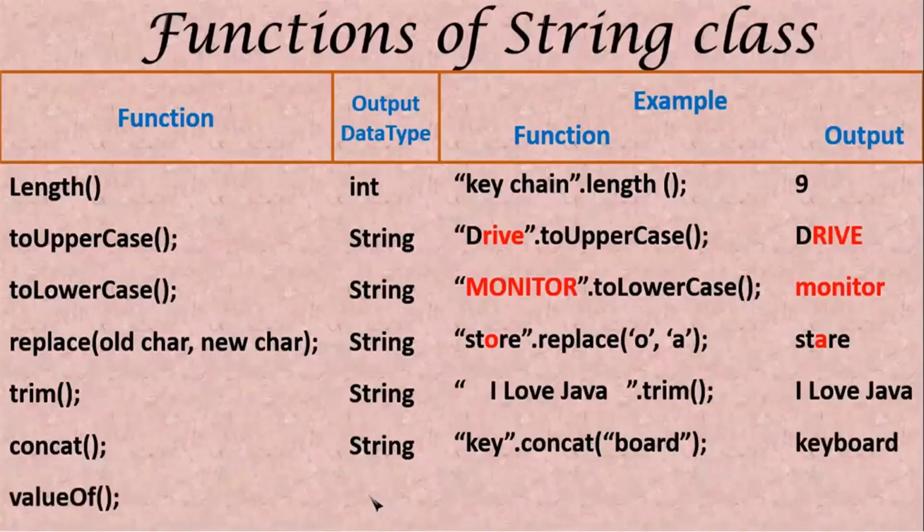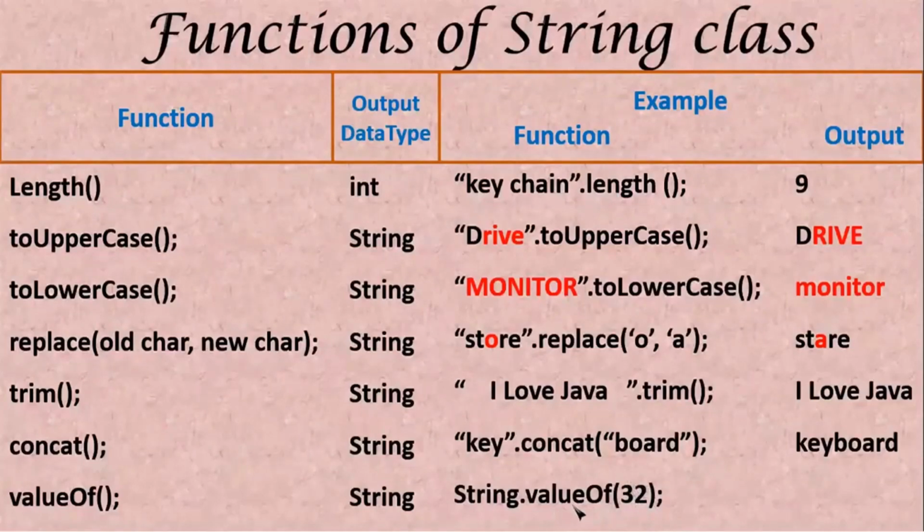Then value of. So this is also going to be string type. The function here, for example, String dot valueOf 32. So 32 is an integer number here. Please note that O is capital, value all in small, and then O is capital, F is in small letter. So the integer value is going to be converted into a string value, that is just 32 as the object here.